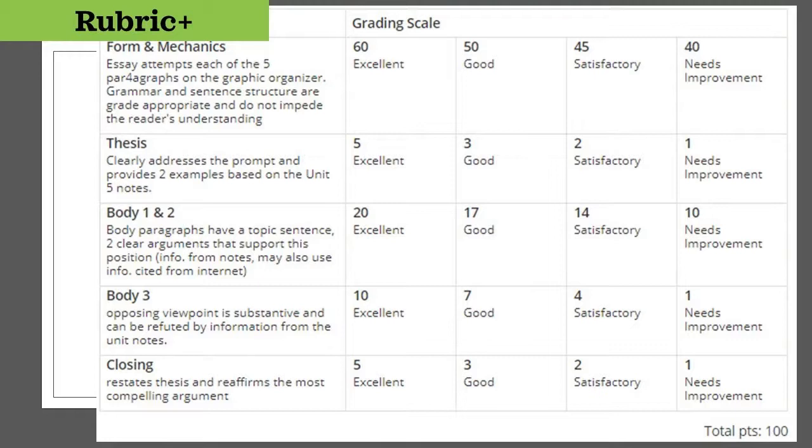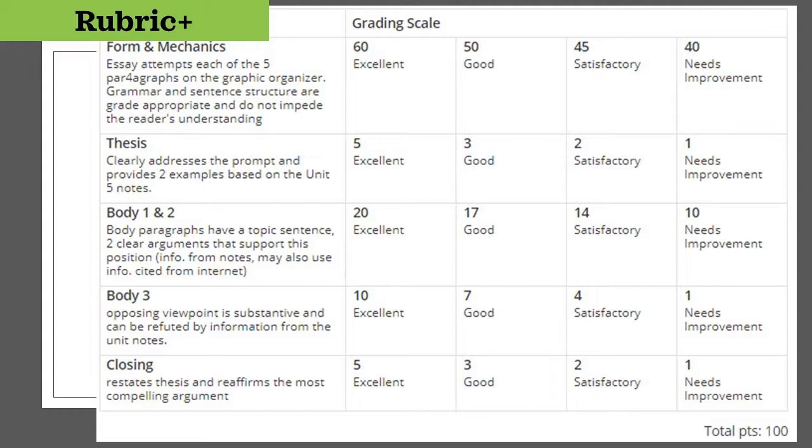Rubric. This is the same rubric that is connected to the assignment in Schoology. First, we're looking for form and mechanics. Essay attempts each of the 5 paragraphs on the graphic organizer. Grammar and sentence structure are grade appropriate and do not impede the reader's understanding. Y'all, you get 60 points just for attempting these skills.